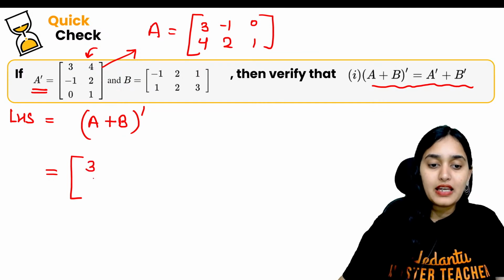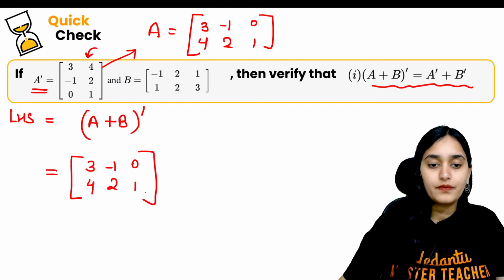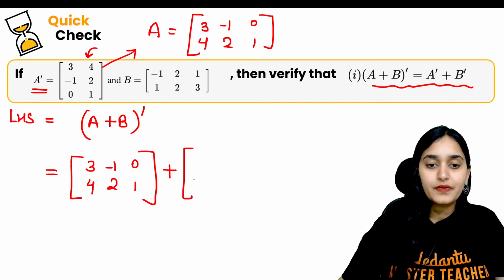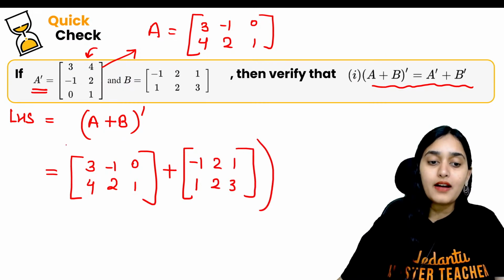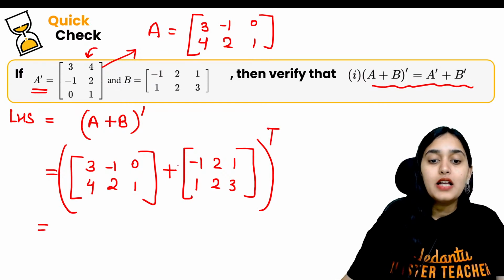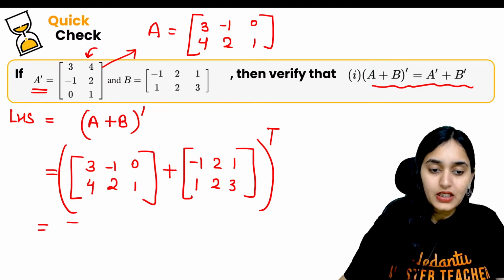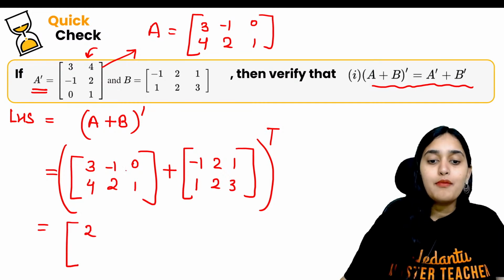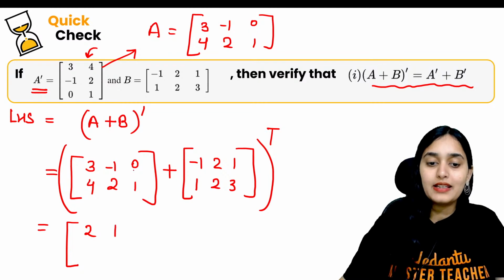So this is the matrix [3, 4, -1, 2, 0, 1] plus [-1, 1, 2, 2, 1, 3], whole transpose. So first of all, I will add them. 3 minus 1 is 2. Minus 1 plus 2 is 1. 0 plus 1 is 1. 4 plus 1 is 5. 2 plus 2 is 4. 1 plus 3 is 4.